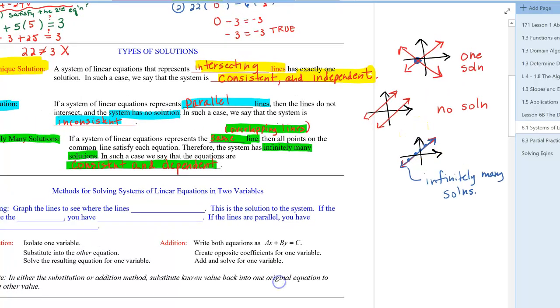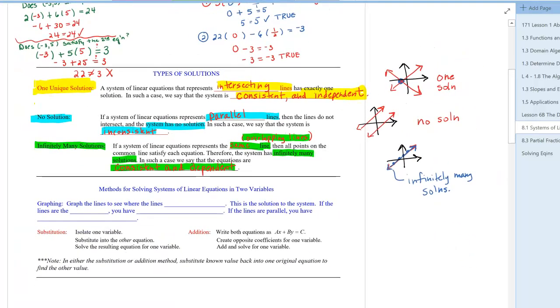So hopefully that helps you kind of make sense out of what we're about to do. So in the next video, we'll talk about the different methods for solving systems of linear equations in two variables.